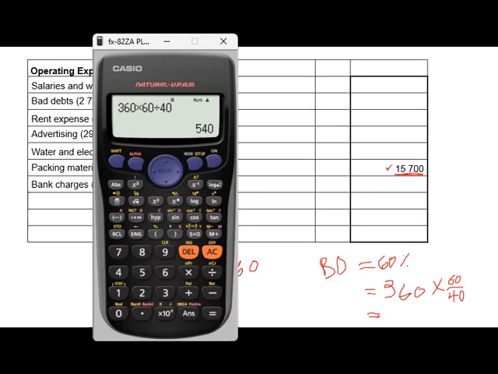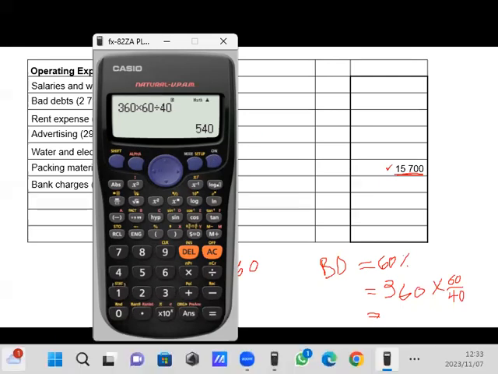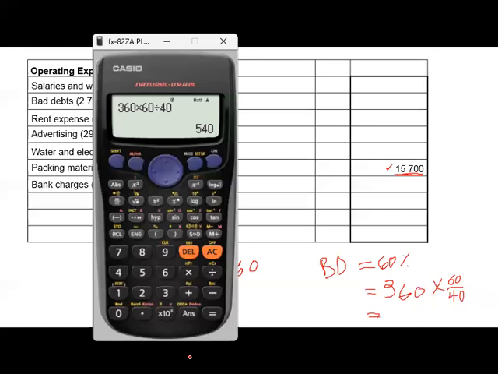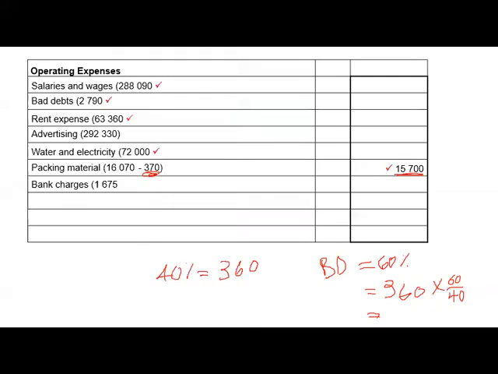It will give me 540. So that 540 is my bad debts. How do I record that? I will add that bad debts to my bad debts that I already recorded, to get my total bad debts from 2,790 to 3,330. I just increased that by 540.